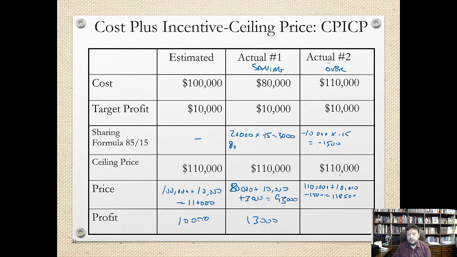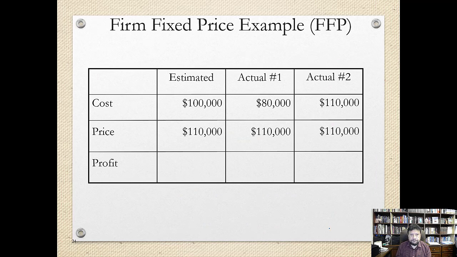That means we can't pay anything more than $110,000. So since we can't pay anything more than $110,000, that $10,000 just covers the cost. So basically, there is nothing left over for the contractor, so they get nothing because you can't exceed $110,000.